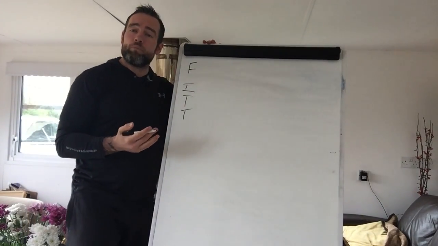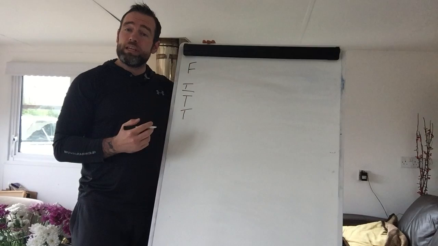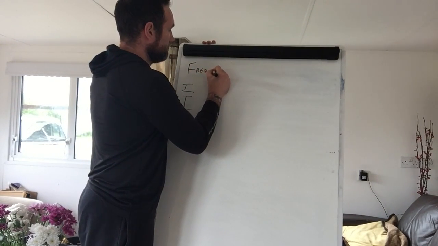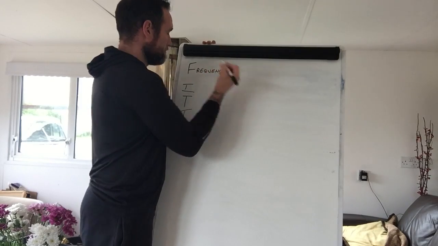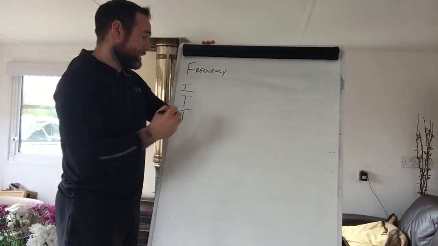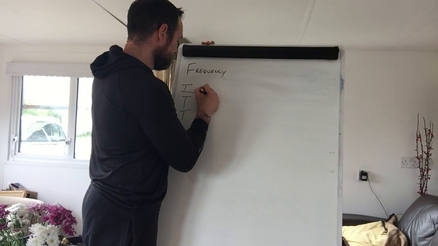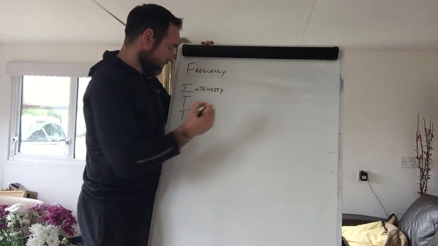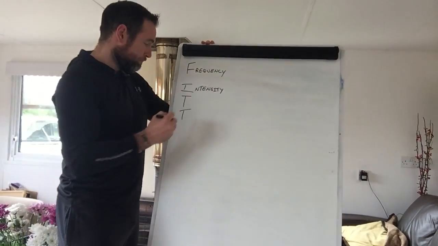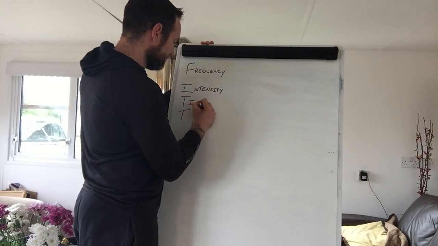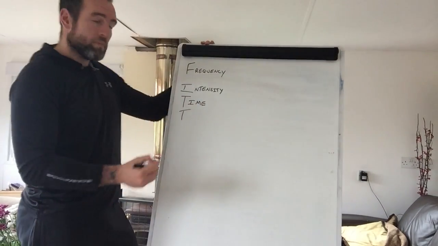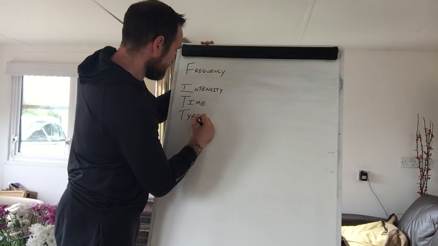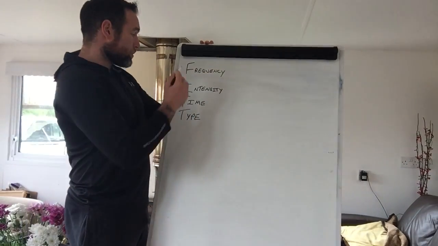Okay, so what does that stand for? The first one, F, is for frequency. I is for intensity. One of the T's is for time. And the other T is for type. Hopefully you guys can see that. Okay, so let's go a little bit deeper.